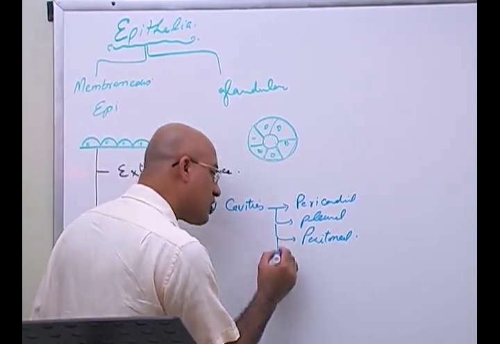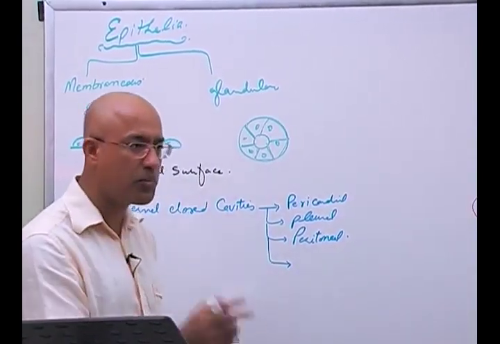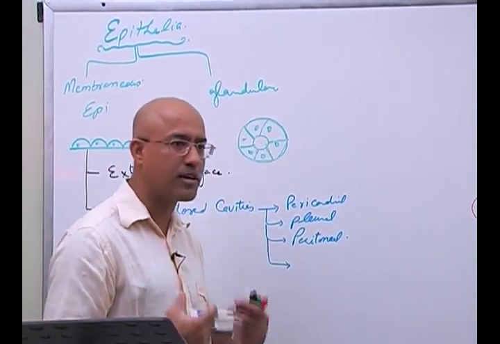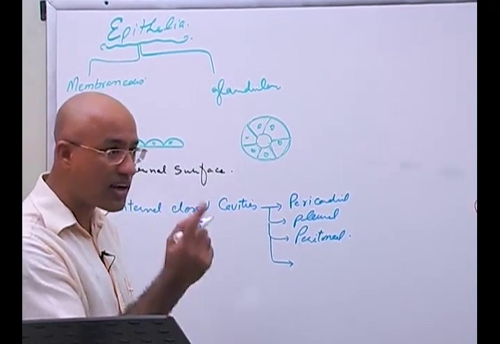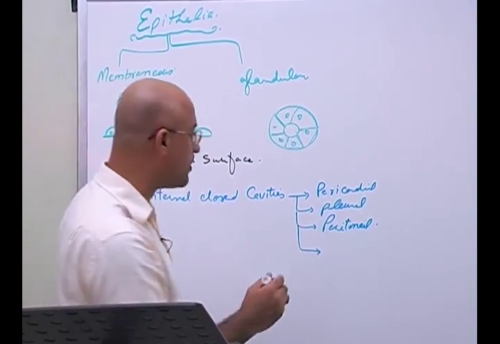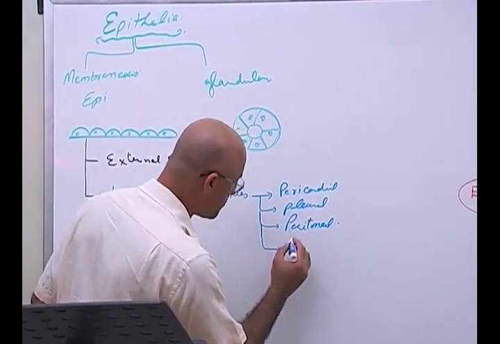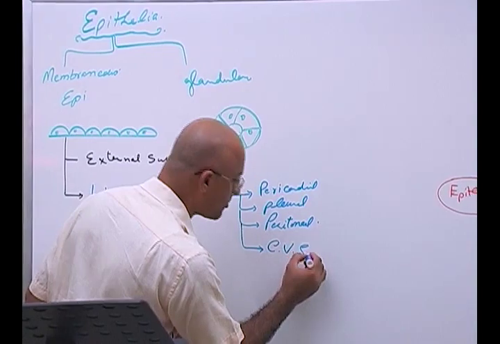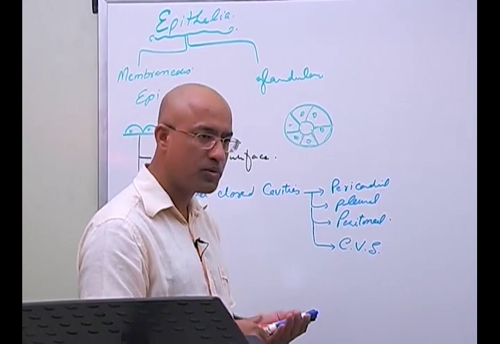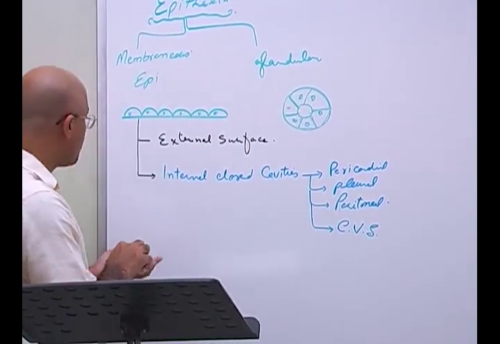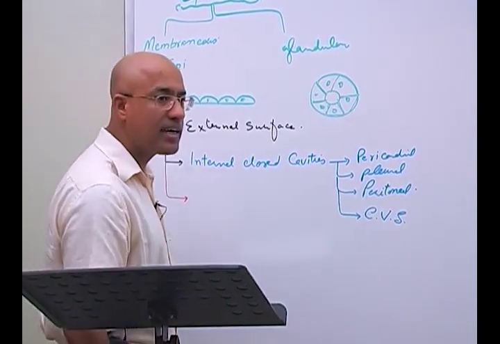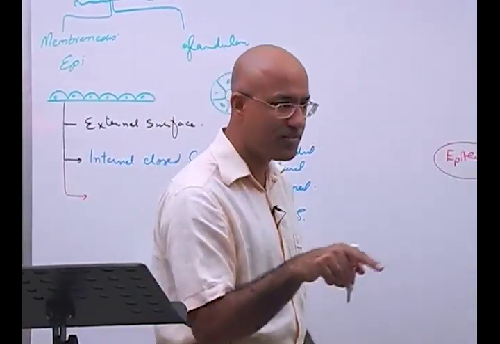And of course, your cardiovascular system, in which blood is circulating, all arteries and veins and capillaries and cardiac chambers, all the cardiovascular system is also a closed cavity. So the cardiovascular system is also lined by epithelium. Very good. So the cardiovascular system is also lined by epithelial tissue. Is that right? Then we come to the third component, that epithelium also lines all the body tubes.